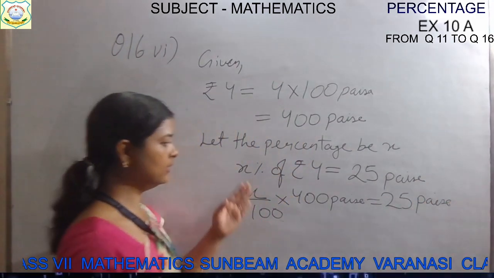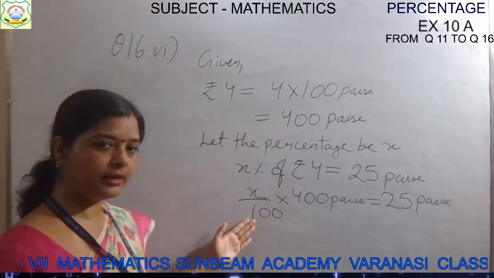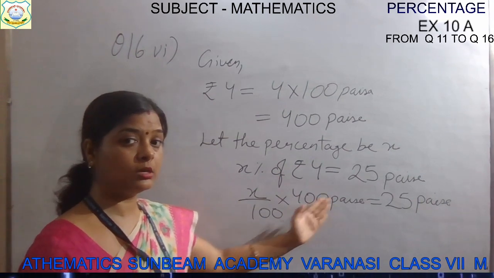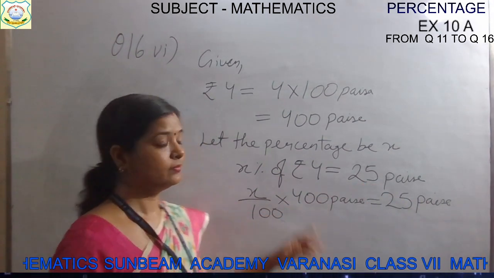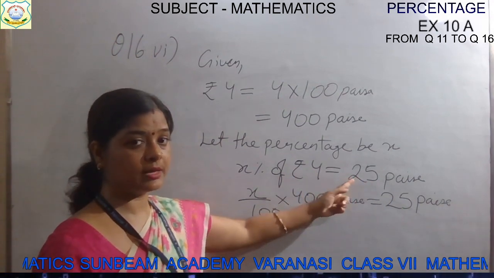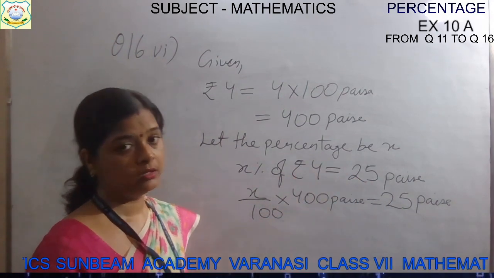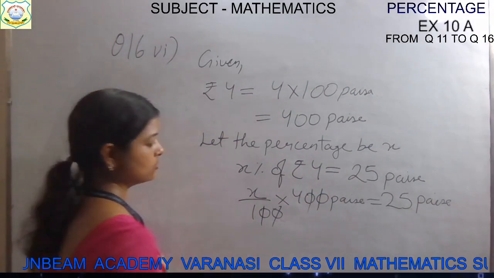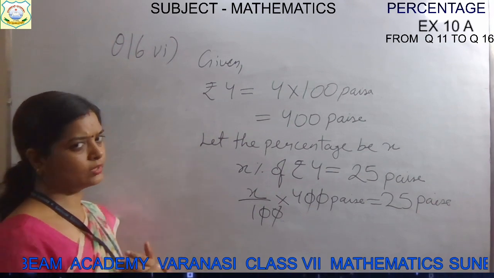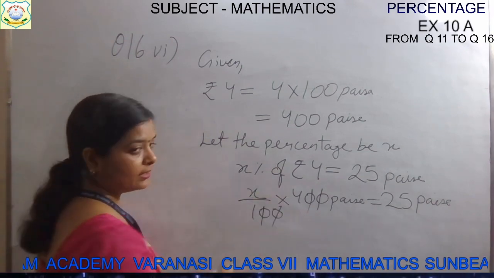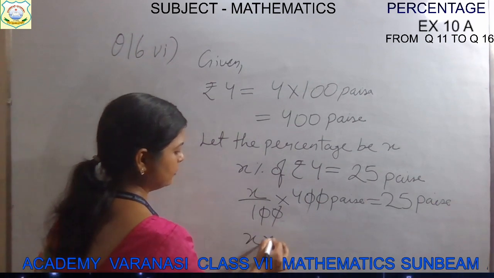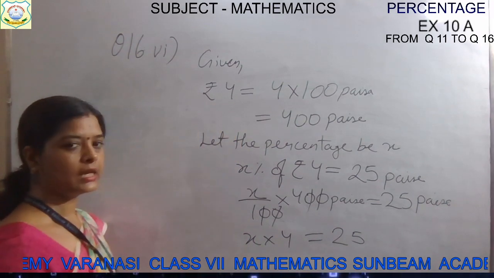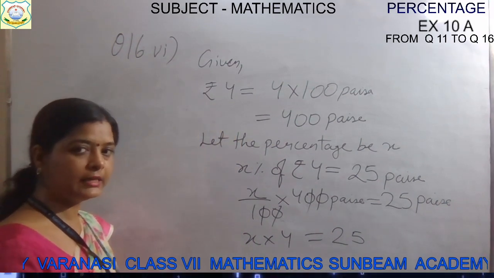What your ma'am has written? X percentage means x by 100. Of means multiply. Rupees 4 can be converted into paise because then we can solve it. Earlier we were unable to solve because of different units. Now these zeros we cancel out, or 100 by 4 you can write down in that way also. What is left in the numerator, children? X into 4 is equal to 25.